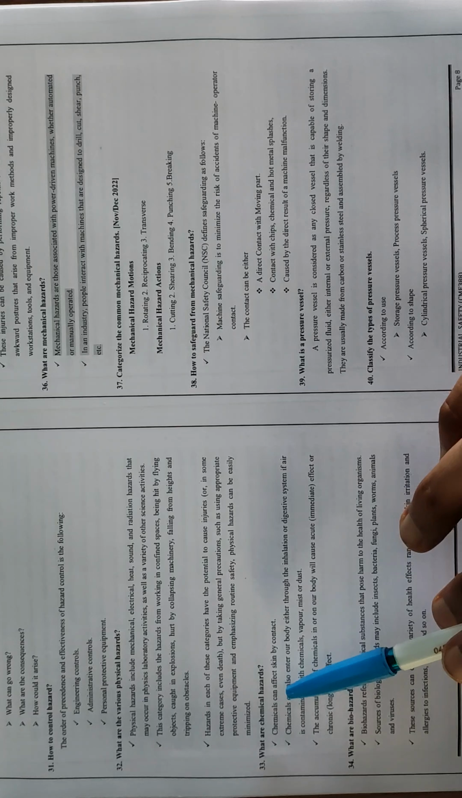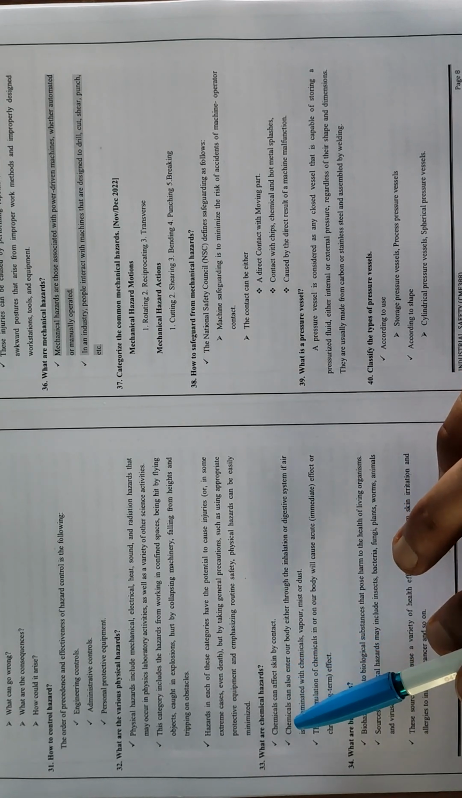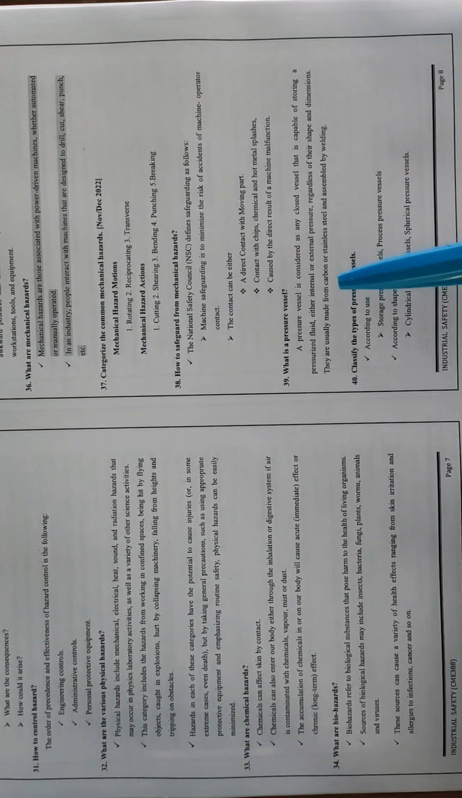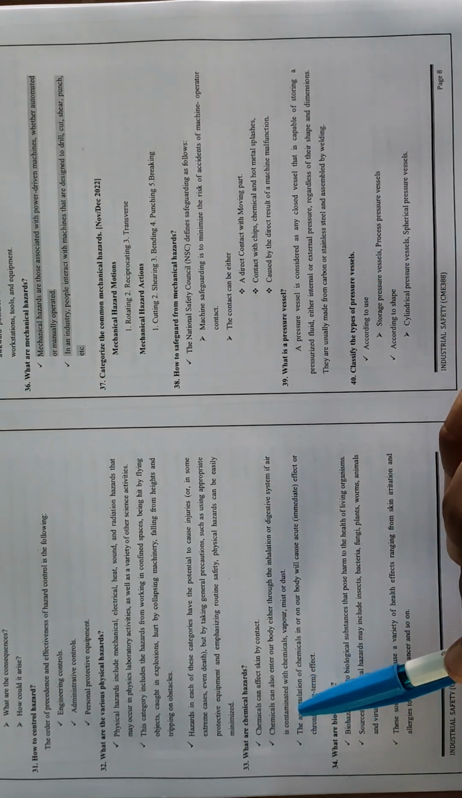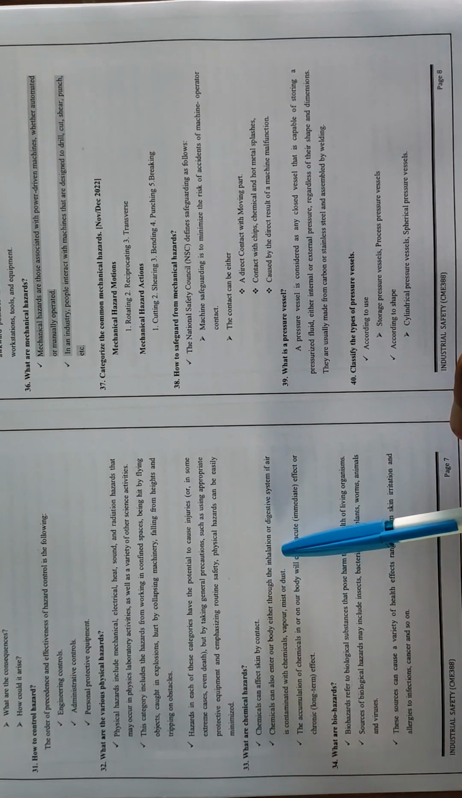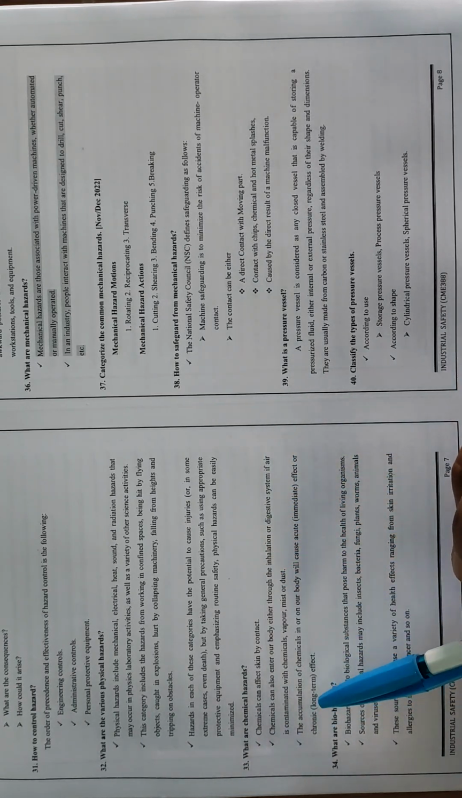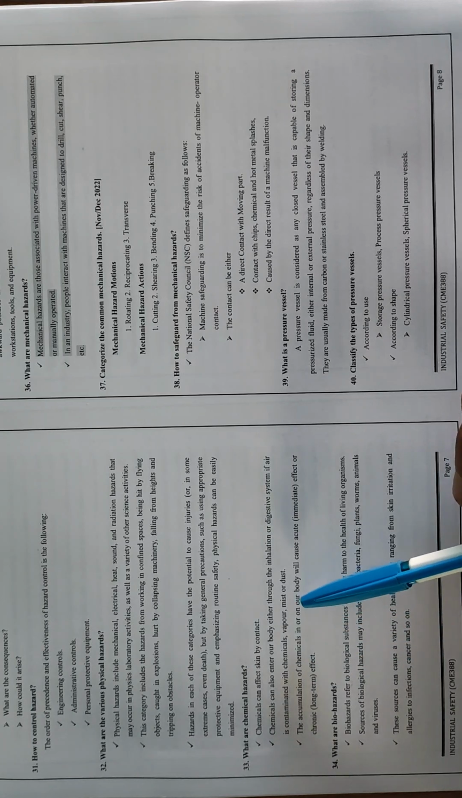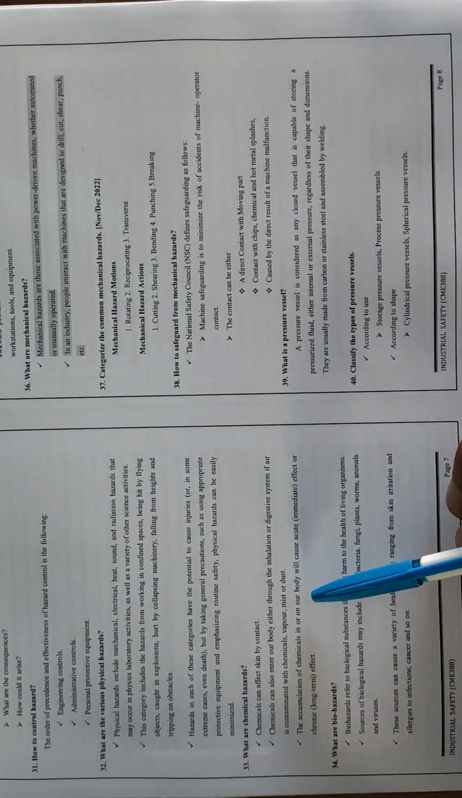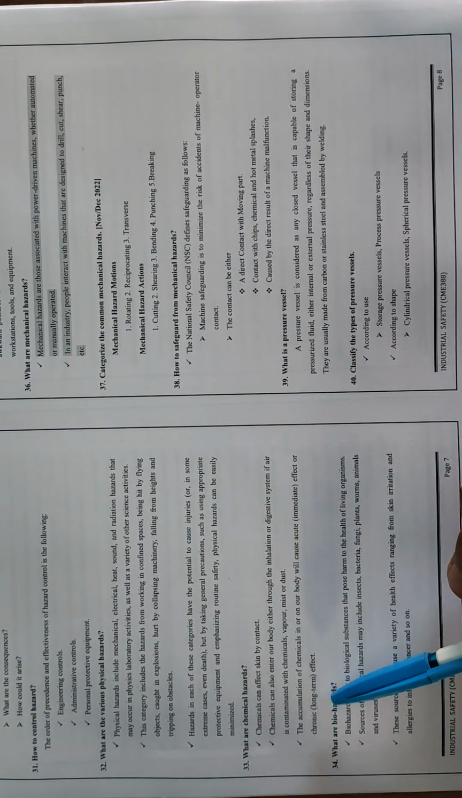What are the chemical hazards? Chemicals can affect skin by contact. Chemicals can also enter our body either through inhalation or the digestive system, or if air is contaminated with chemicals, vapor, mist or dust. The accumulation of chemicals in or on our body will cause acute immediate effect or chronic long-term effect.